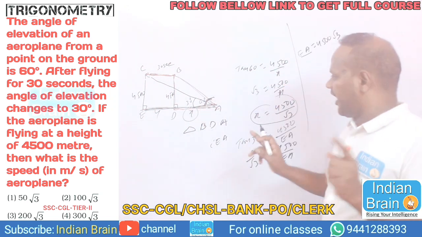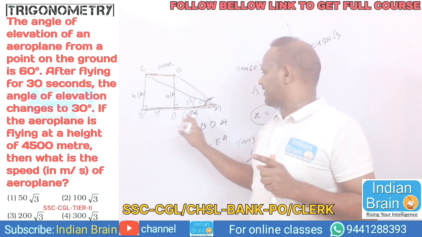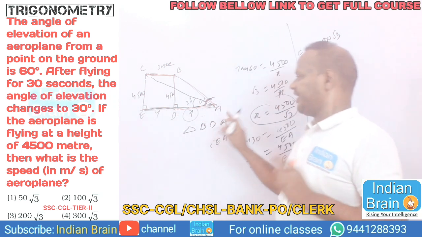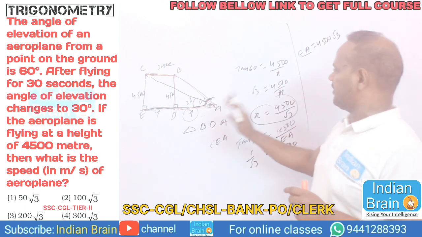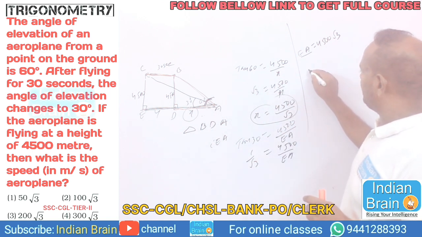To get BC, I need to subtract this X value from EA. Yes or no? So what is the EA value? 4500 root 3. I need to go for subtraction of X. That can be what? BC.